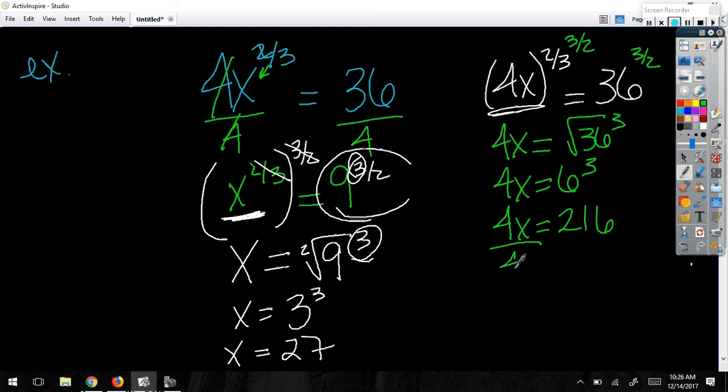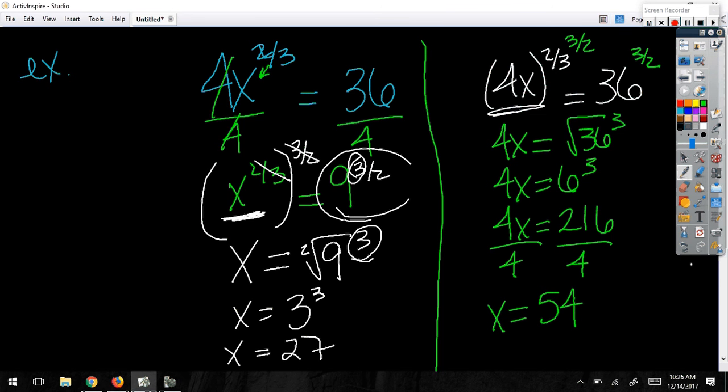And now divide it by 4. And you see you get a totally different answer. 54. These are actually just two different problems. I wanted you to see the difference in the two. The parentheses makes a big difference. You don't have problems like that? Yes.